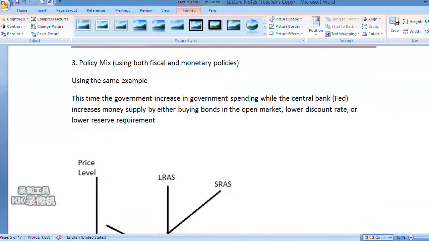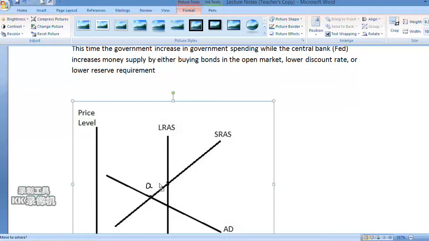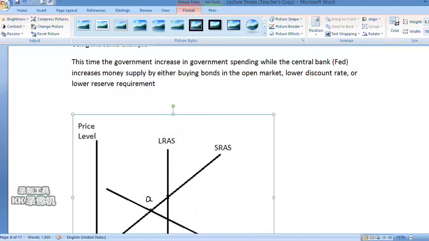Okay, so now we are going to go over policy mix using both fiscal and monetary policy. Again, we are still using the same example. The economy is at point A, currently producing below the potential level. We have a recessionary gap. Let's say the government increases government spending and the central bank increases money supply. Increasing government spending is a fiscal policy, and increasing money supply is monetary.